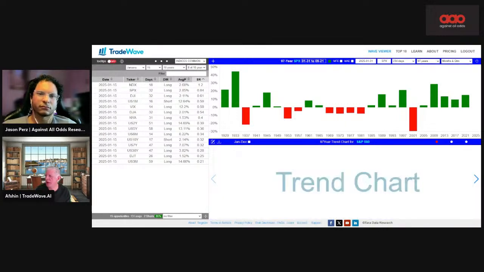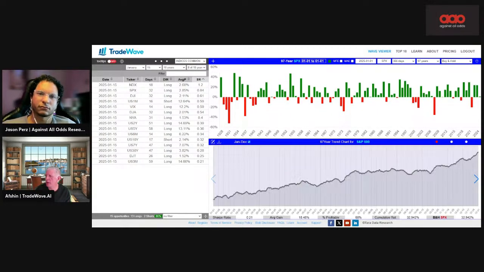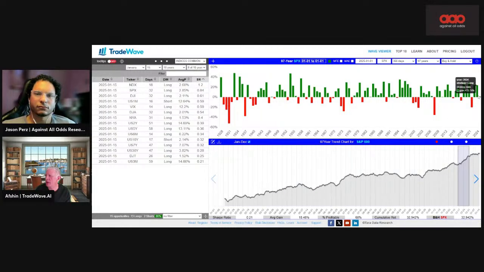So, for example, I can go to S&P 500, take a look at the last 97 years, click on buy and hold, and you can actually see how the S&P 500 has done in every single one of the years from January 1st until the following January 1st. Buy and hold means you're never out of the market, and TradeWave simulates it by looking at the dates from January 1st to the following January 1st. So, for example, this year, we're up 1.26% from the first trading day of 2025. And it shows you each of them.